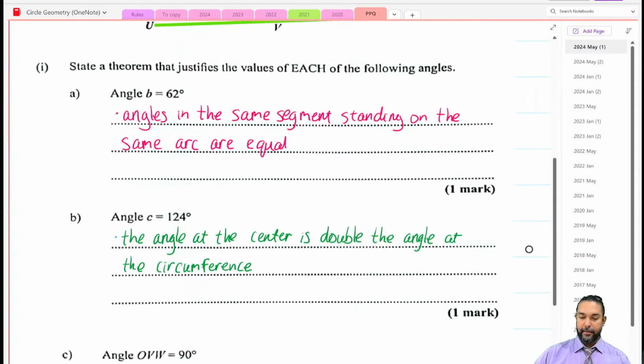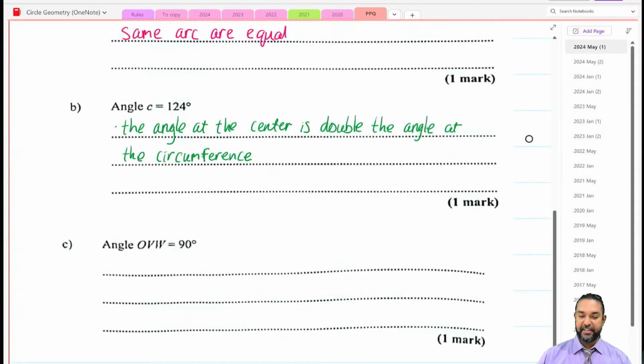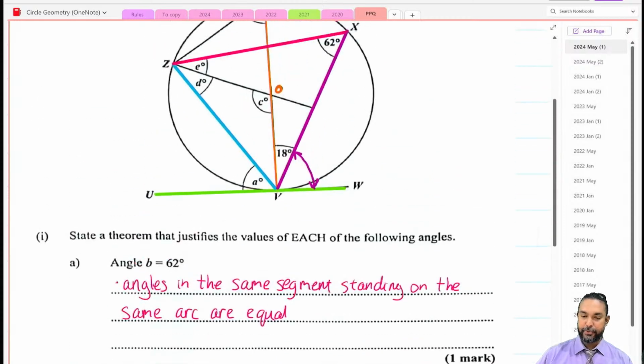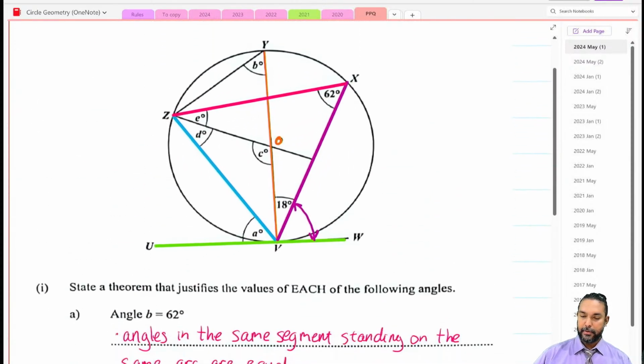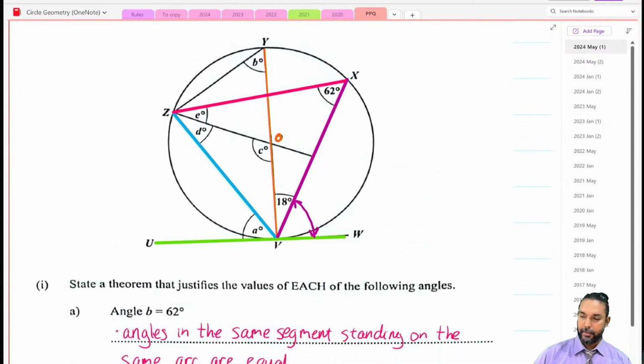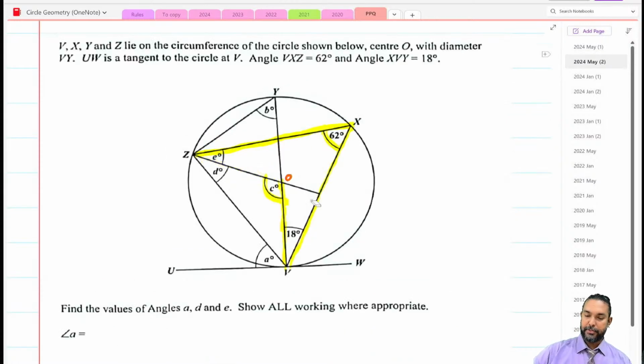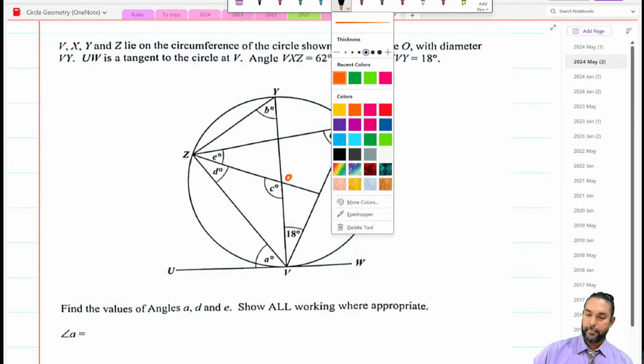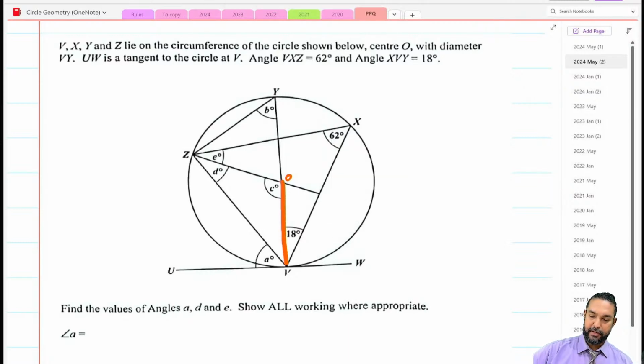Okay. And angle OVW is 90 degrees. So where's OVW? Yeah, that's correct. Let's check out OVW. Right? So yeah, O to V is a radius, that's correct. And then V to W is a piece of the whole tangent, right? And the angle between tangent and radius is 90 degrees, right?